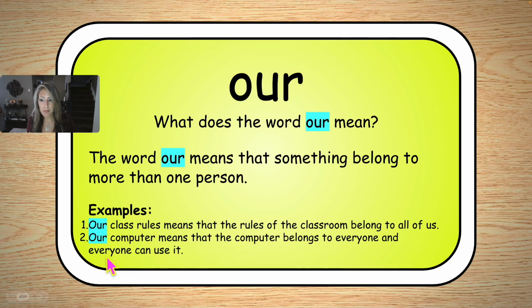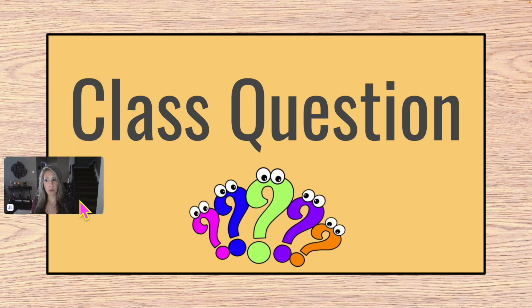Here's another example. Imagine that your family bought a computer for the house. So if my family bought a computer for the house, I will say that that computer is our computer in my house. Our computer. So our computer means that the computer that we bought for our family belongs to everyone and everyone can use it within the family. So our, something that belongs to more than one person. So I hope that clarifies the word our.